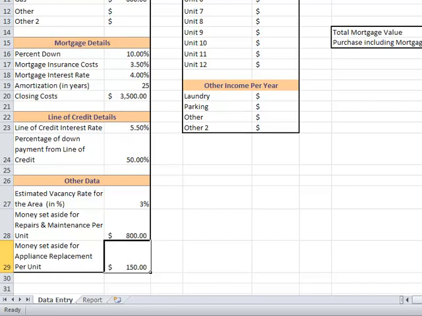The other one we've put in here is the money set aside for appliance replacements. Set aside a small amount of money so that when the fridge dies or the stove dies or the washer dryer, if they're included in the unit, you have some money in a fund that you can go and replace this equipment with. So those are your costs.